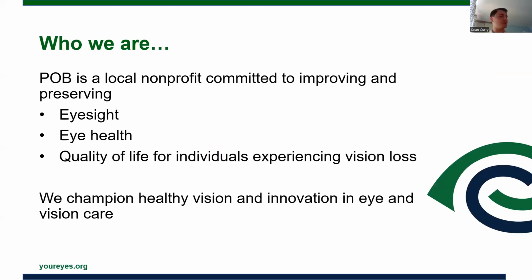So first up, just a little background about the Prevention of Blindness Society. We are a nonprofit. We serve the DC metro community, focusing on eyesight, eye health, and quality of life for individuals with vision loss. In particular, today we're focusing on that last bullet point. And we've been around since 1936, serving the community. We serve about 13,000 people every year.